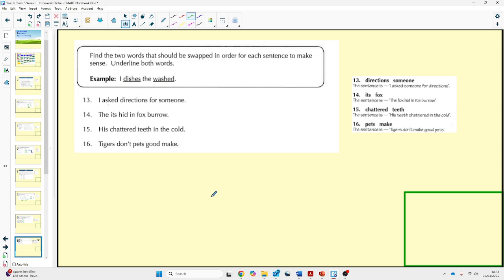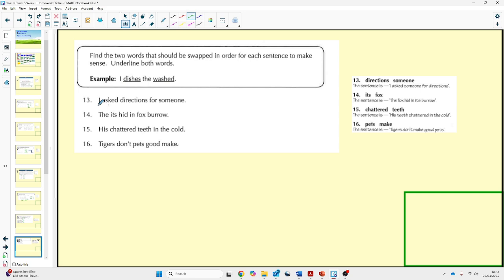Now these are really good fun. What we've got to do here is find the two words that should be swapped in order for each sentence to make sense. Underline both words. So in the example, "I dishes the washed" should be "I washed the dishes." So those two words swap places and then the sentence will make sense. So we need to find the two words and just underline them.